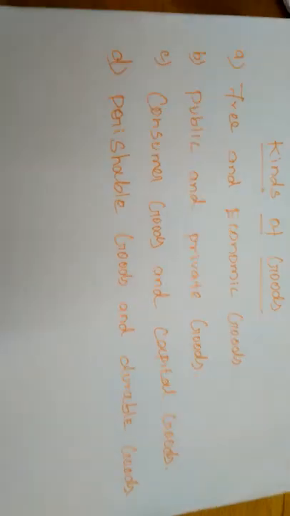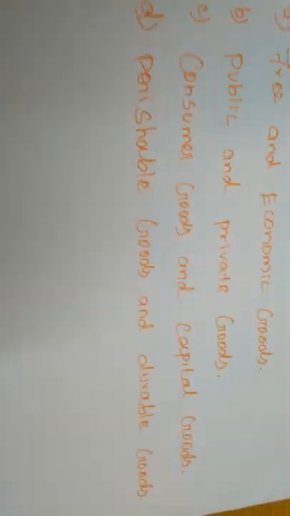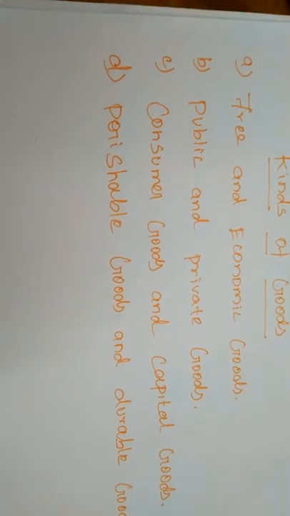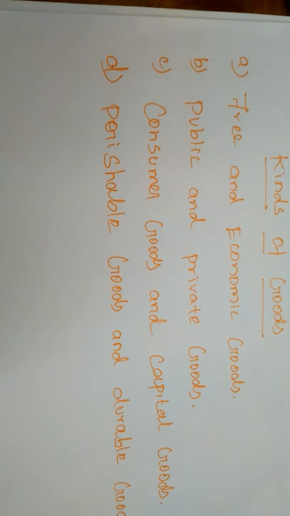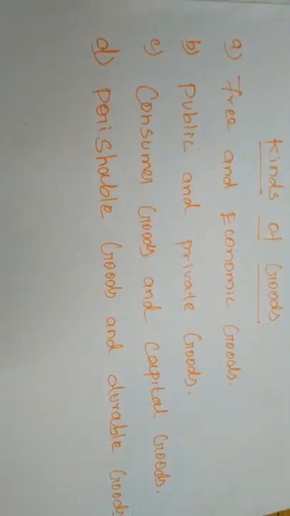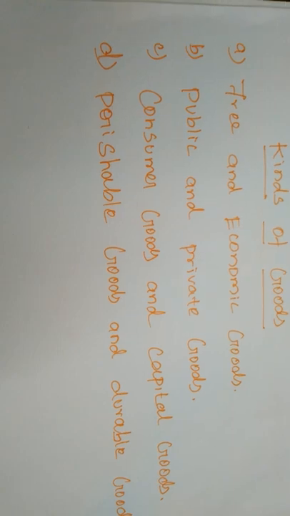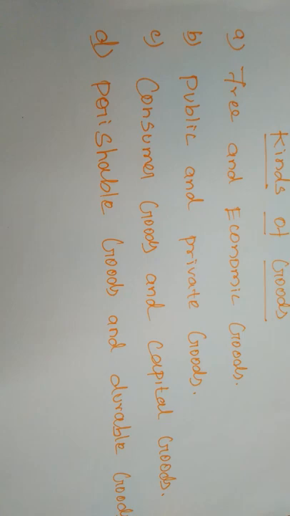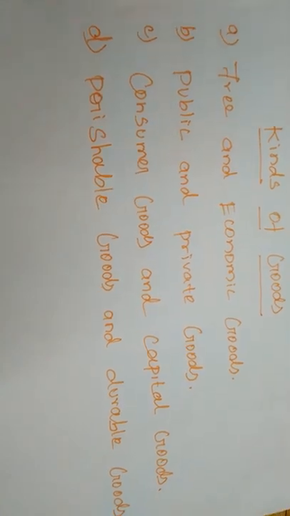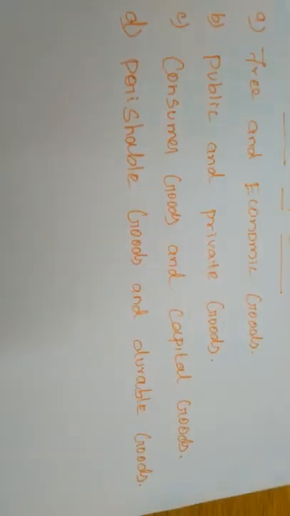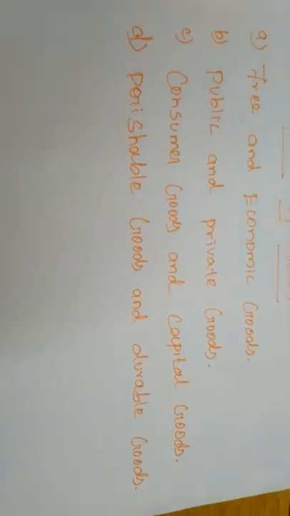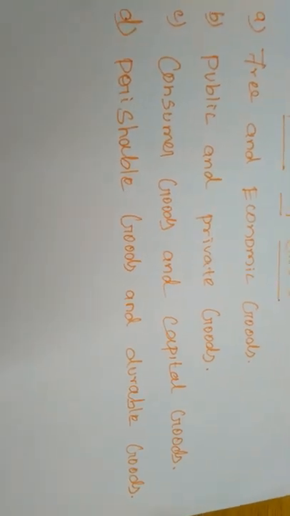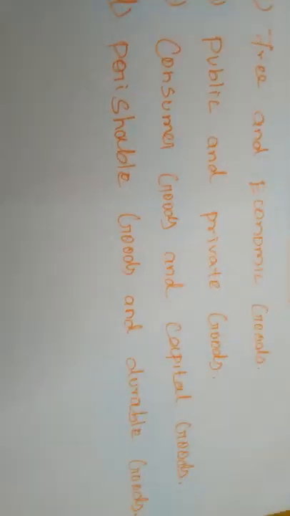Next one is perishable goods and durable goods. Perishable goods are short-lived. Their lifespan is very limited. For example, fish, fruits, and flowers do not have a long life. So we have to consume them within a particular time, within 1 day, 1 hour, or 1 week. This type of goods are called perishable goods.